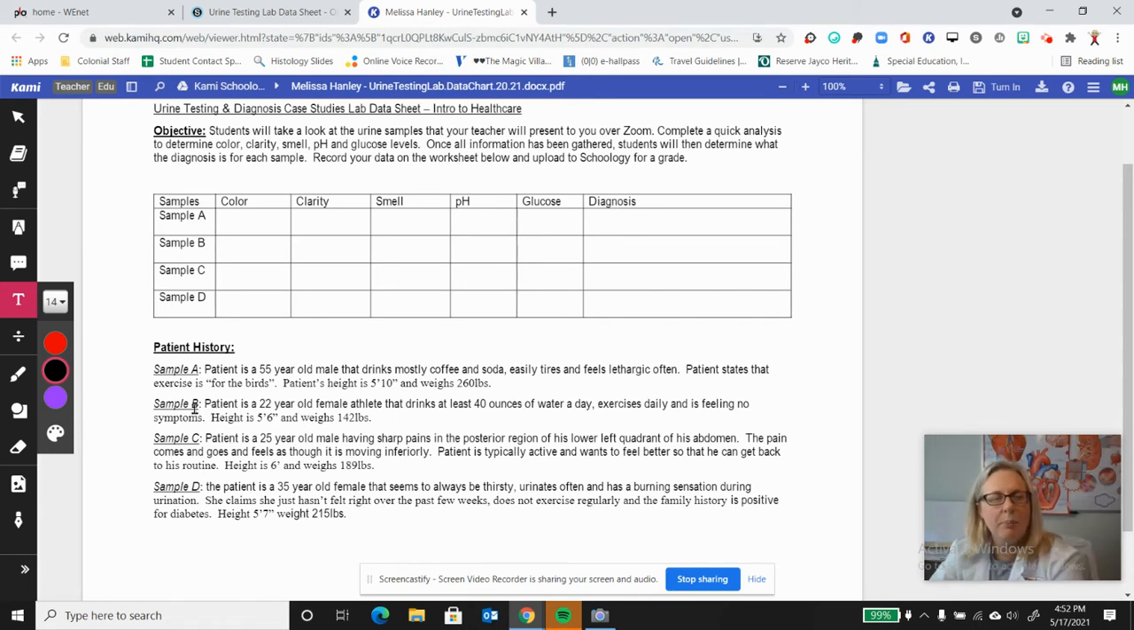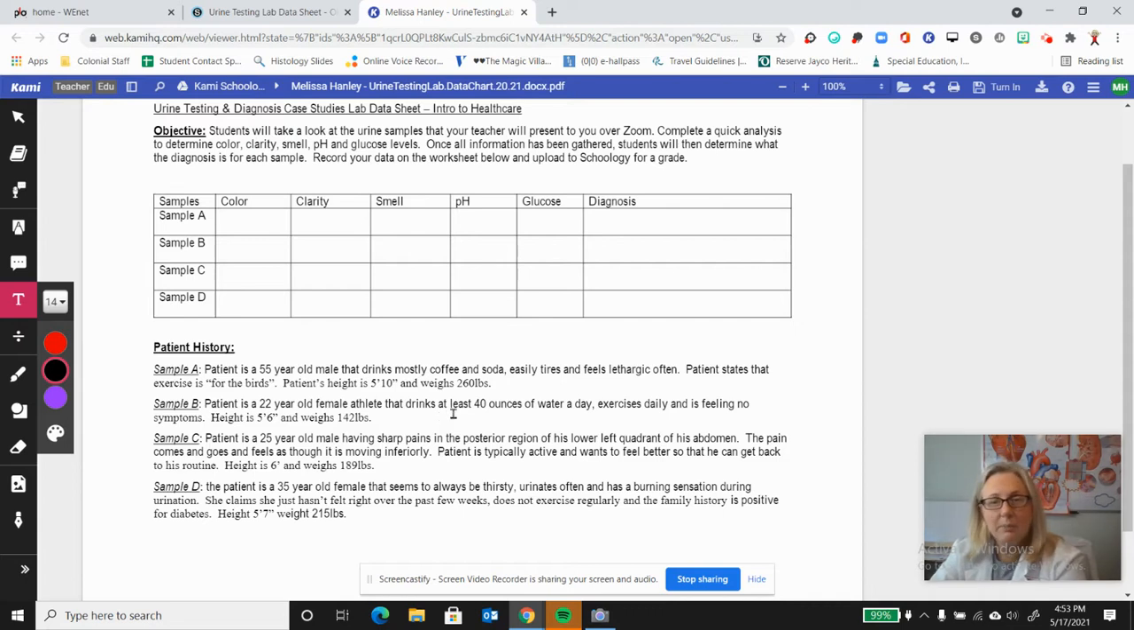Patient sample B. The patient is a 22-year-old female athlete that drinks at least 40 ounces of water a day. She's very conscious of her water drinking, apparently. She exercises daily and is feeling no symptoms, so this must be a routine checkup for her. Her height is 5'6" and she weighs 142 pounds.